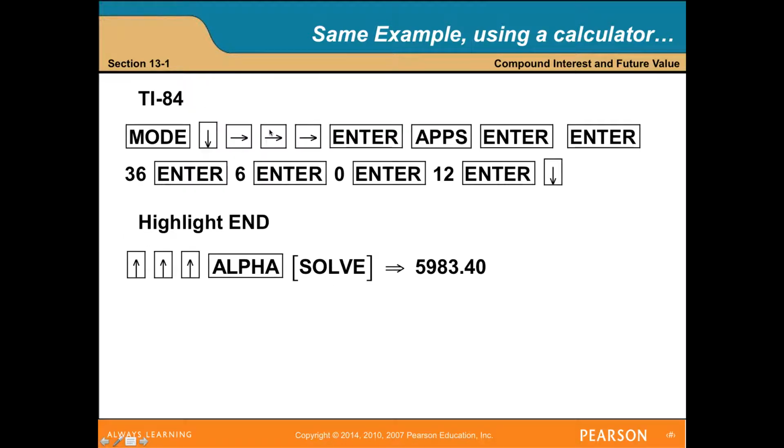If you have a TI-84 calculator, I don't think anyone has a TI-84 calculator anymore, but you press mode, down, right, enter, apps, enter, 36, enter, 6, enter, 0, enter, 12, enter, down, highlight N, up, alpha, solve, and then you get that amount.